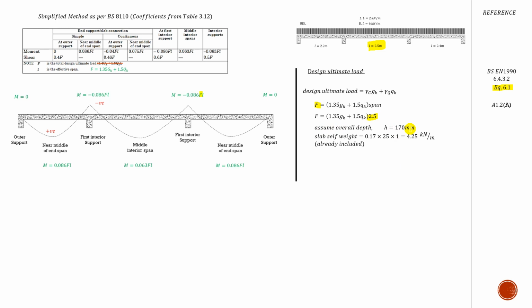This is based on my experience. Now this is a small span. I can even go for a lower depth, but for the sake of giving this example, I'm taking the overall depth h to be 170 millimeter. Now again, this is one method to assume the overall depth.